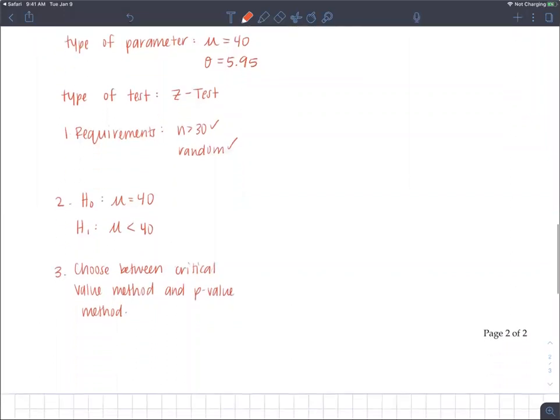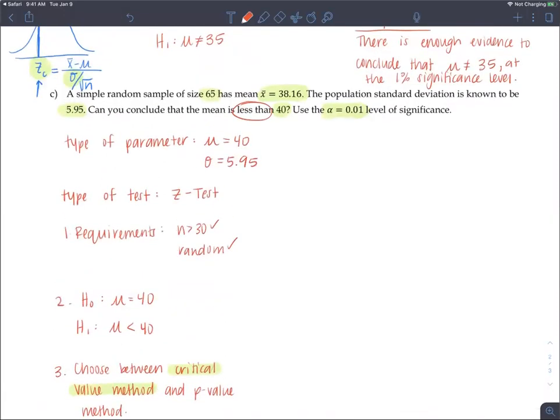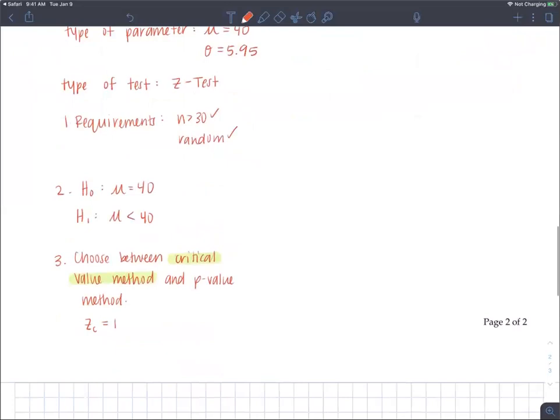And so for the critical value method, you're still going to use z-test, but before that you have to find your critical value, z sub c. How do you find z sub c again? Remember, this is the value that separates your critical region. Inverse norm? Yeah, it's going to be inverse norm.